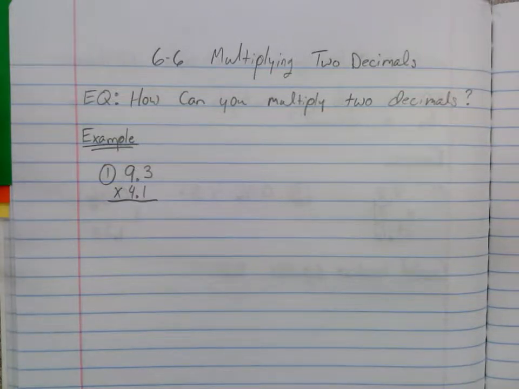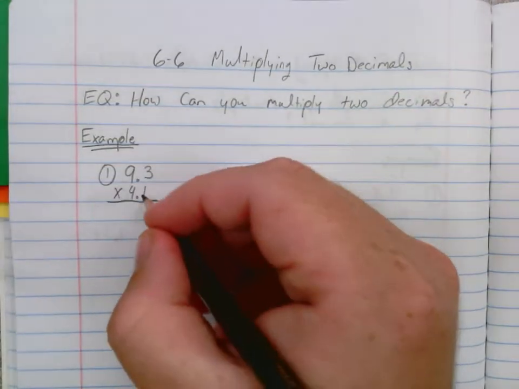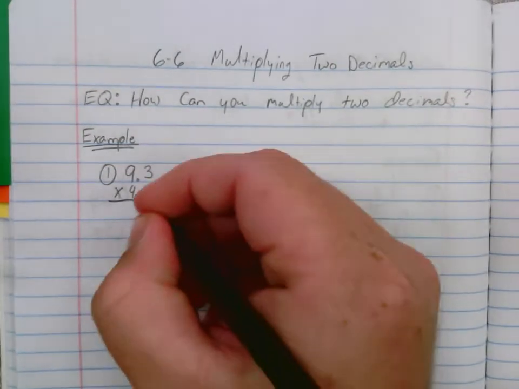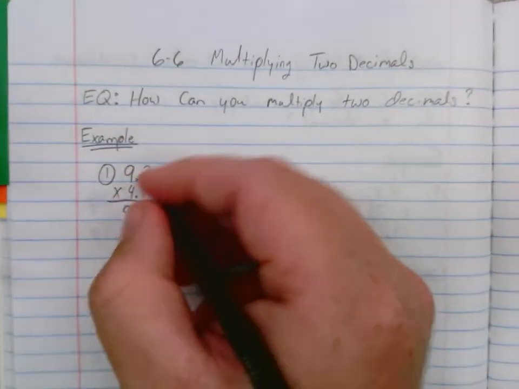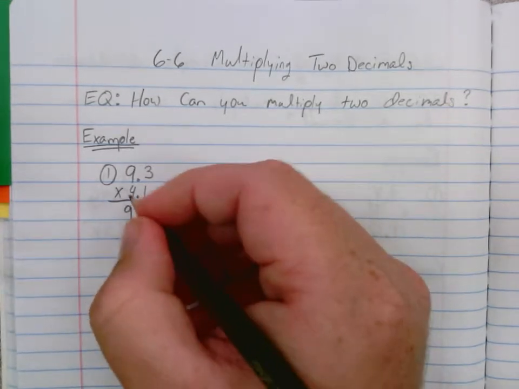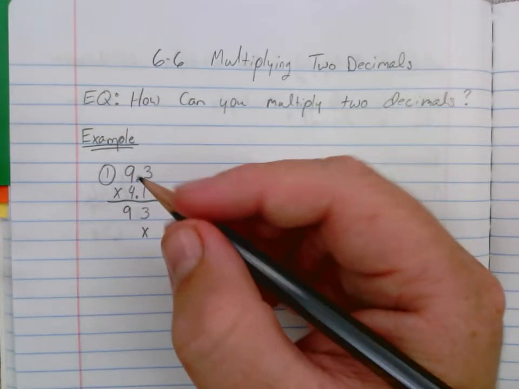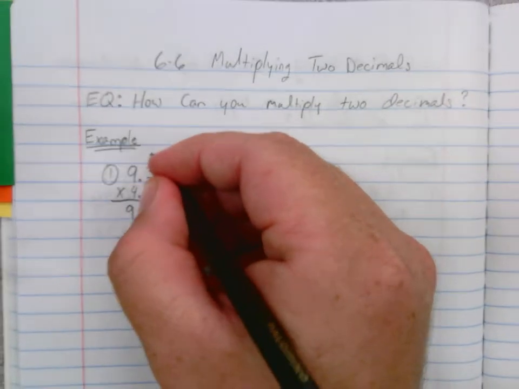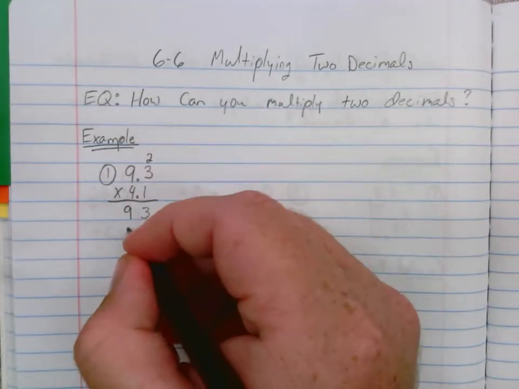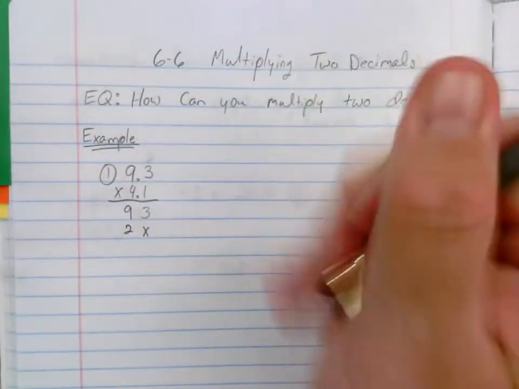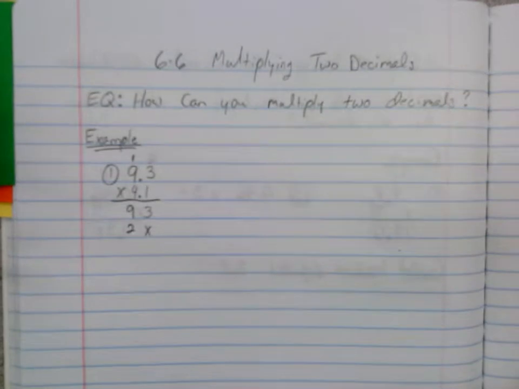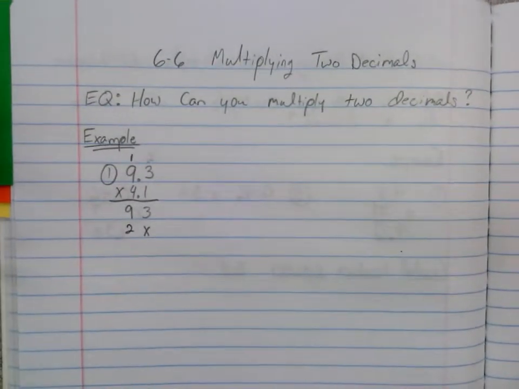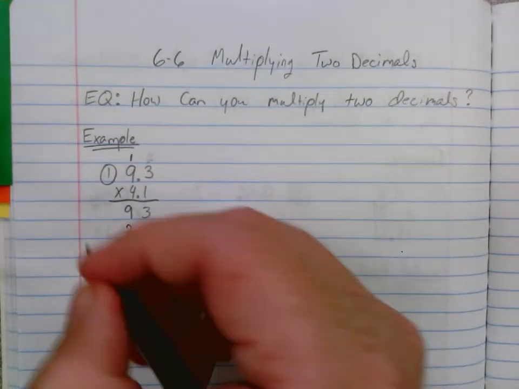So the first thing I've got to do is multiply 1 times 3 is 3. 1 times 9 is 9. Then I'm going to put my placeholder. 4 times 3 is 12. Oh wait, whoa. Did that wrong, guys. 4 times 3 is 12, so I carried a 1. 4 times 9 is 36, plus 1 makes 37.